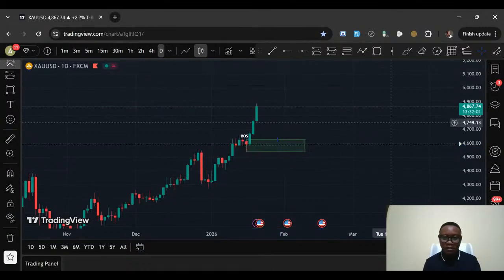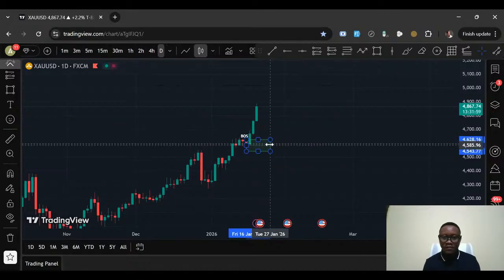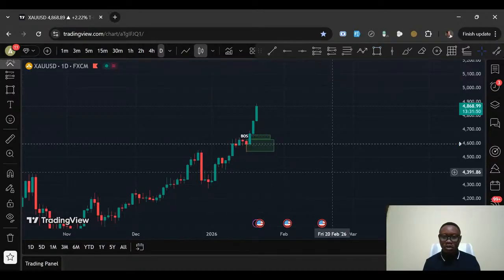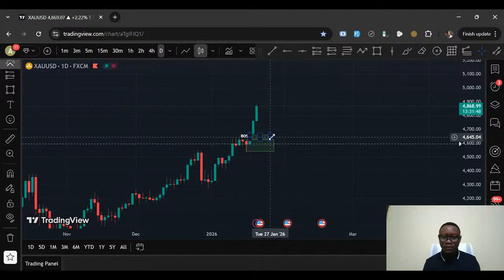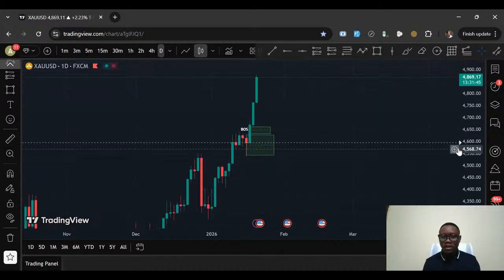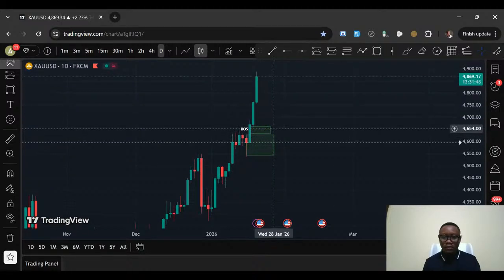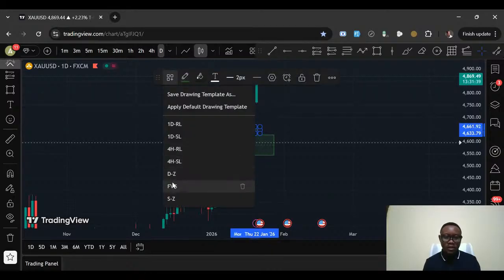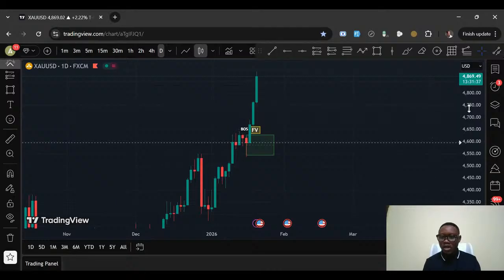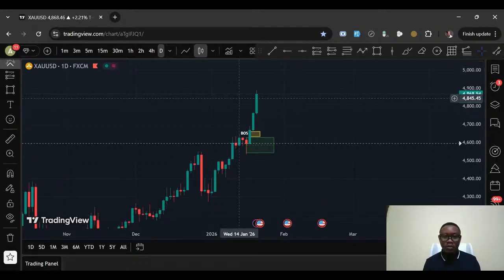This is on the daily time frame, and here we have our FVG. Here's our FVG, the gap between the pivot candle and the candle after the momentum candle. This is our FVG. All right, so having identified our zone on the daily time frame, we'll drop down to the 4H time frame to further refine the zone.